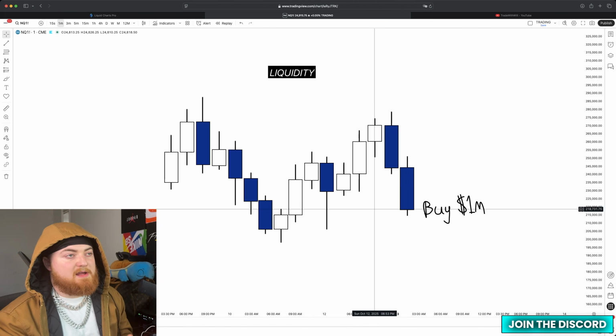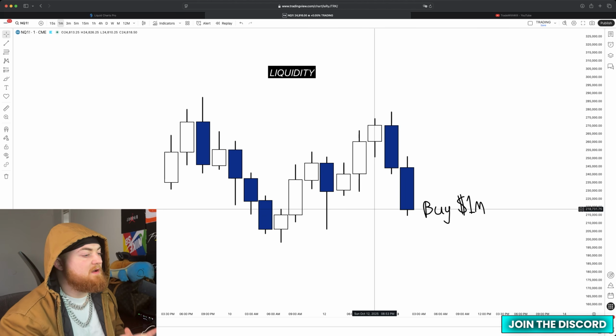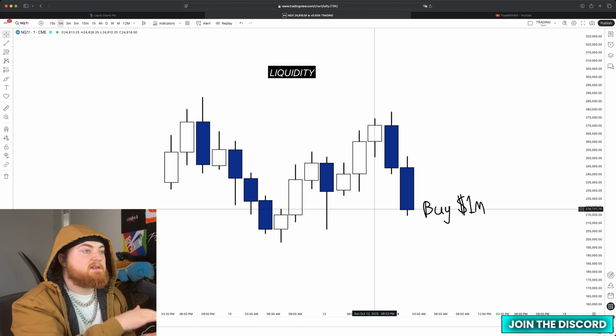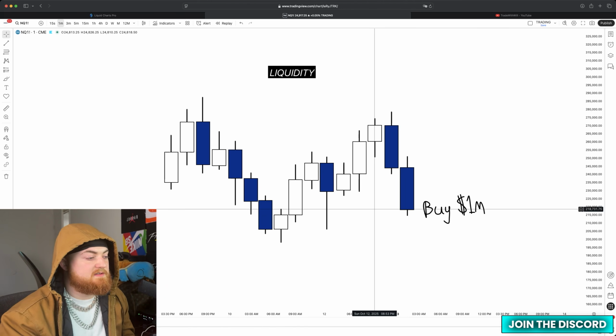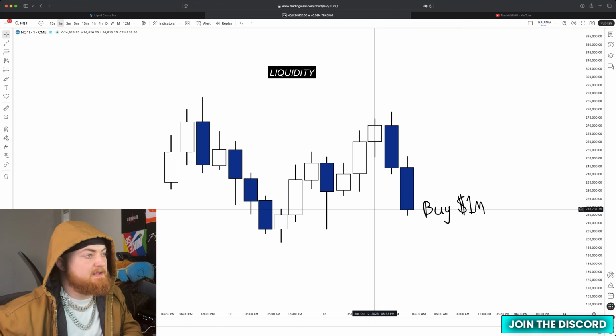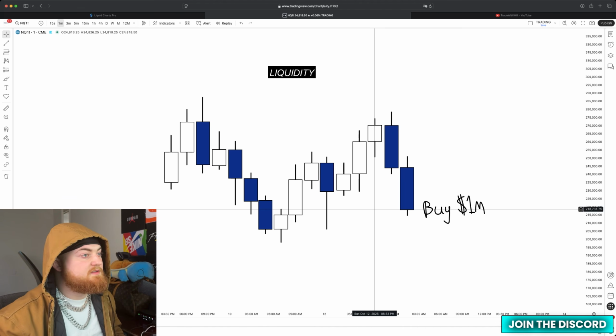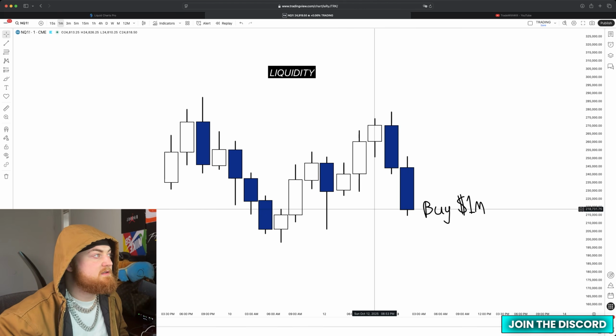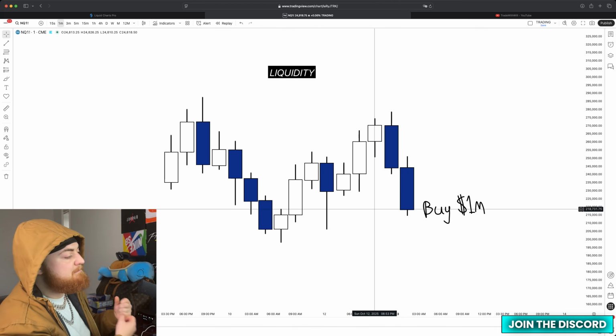Now, for that order to ever get filled, I will need somebody also at the current price to sell me $1 million of the market. If I would like to buy something, somebody has to be there to sell it to me. This is how the market works. Also, if I wanted to sell $1 million of this market at the current price, somebody would need to be there to buy it from me.